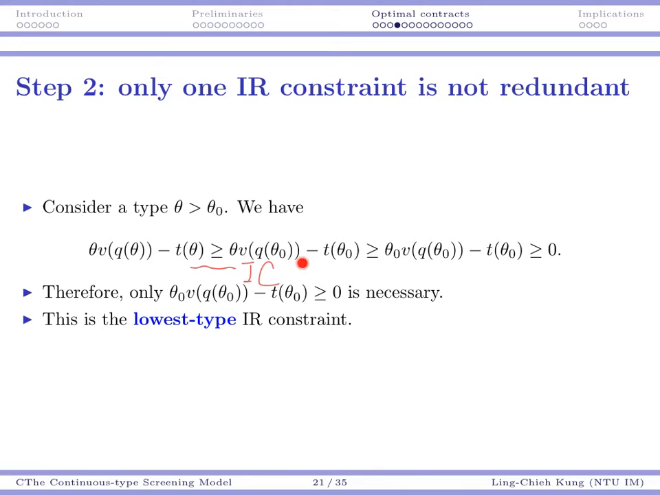And then from here to here, you use the fact that theta is greater than theta 0. And finally, here, this is your IR constraint for the lowest type. So as long as the lowest type satisfies its IR constraint, then all the types would satisfy their IR constraints. This is again exactly the same as what we did for the 2-type or n-type problems. So we only need the lowest type IR constraint. Now all others can be removed.